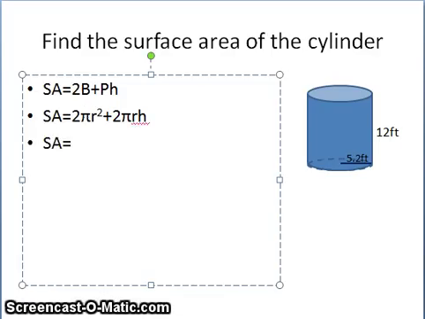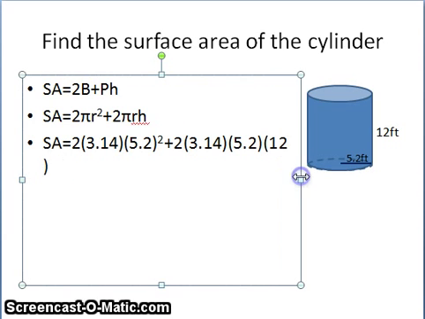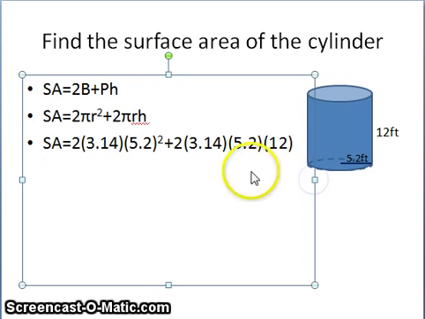So surface area equals 2 times, I'm going to go ahead and use that 3.14 for pi, times the radius. Looking at this picture here, I can see that 5.2 is the radius, and that's going to be squared, plus 2 times pi, 3.14, I'm going to use that again, times the radius, which is 5.2, times the height, which is 12. Okay, so I have quite a bit to calculate there. So that's okay. I'm going to start breaking it down.